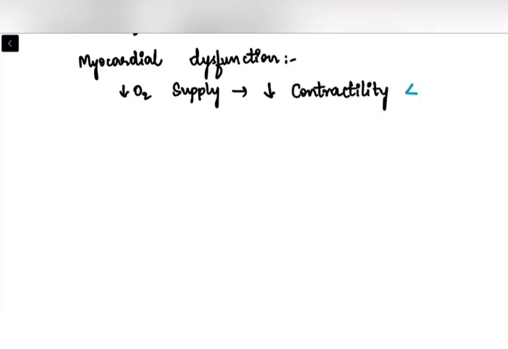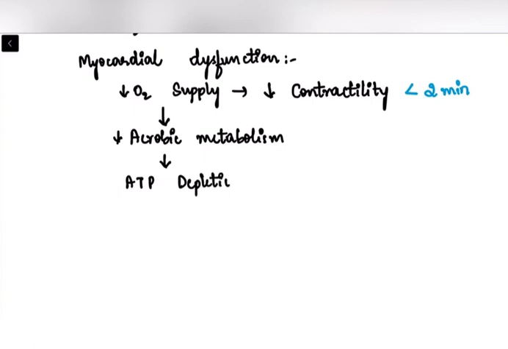Decreased oxygen supply leads to decreased aerobic metabolism. That leads to ATP depletion plus accumulation of noxious metabolites like lactic acid. In addition to ATP depletion, there is accumulation of noxious metabolites.